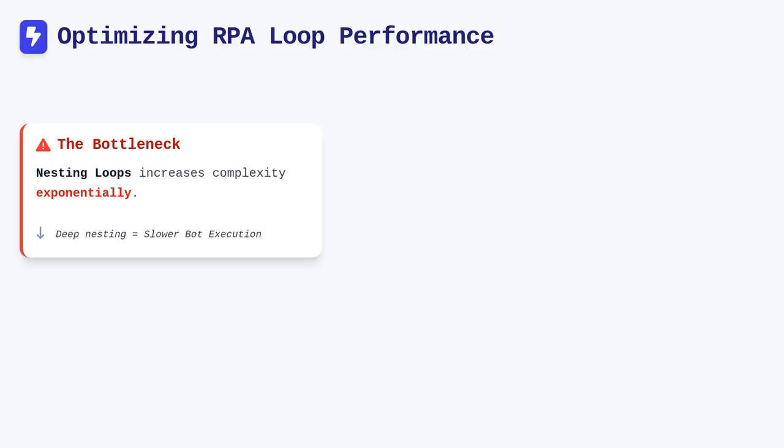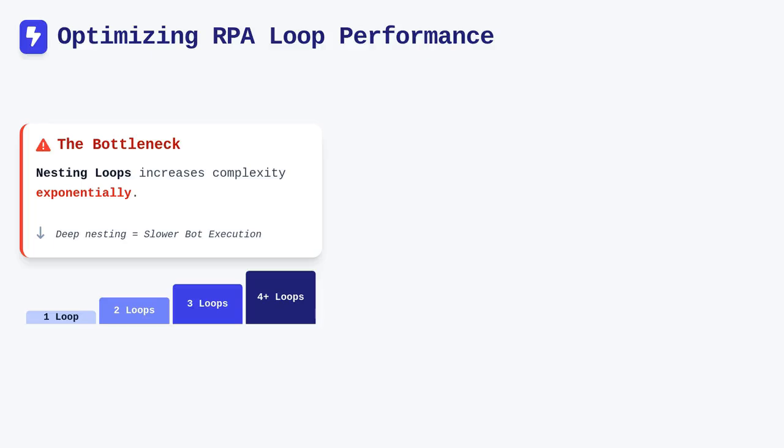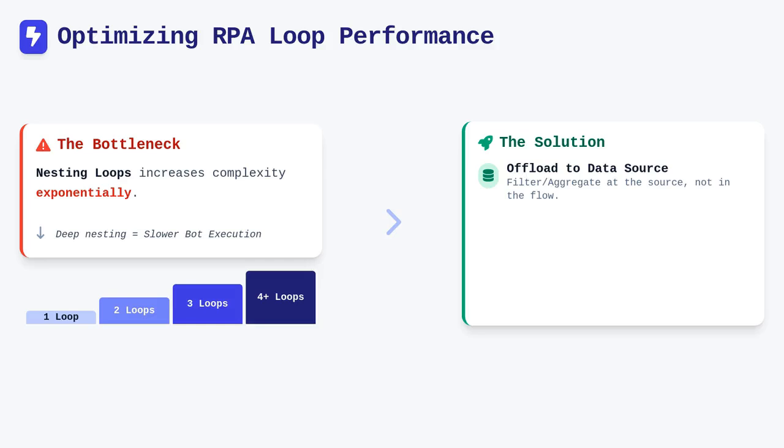Nesting loops, while powerful, represents a common performance bottleneck in RPA development. When you place a for each loop inside another, the complexity increases exponentially for every nested level added. If you must process a large enterprise dataset, try to offload data filtering or aggregation tasks to the data source level whenever possible. Instead of iterating through 10,000 rows to find matches in a nested loop, perform a query that filters the data before it enters the desktop flow.